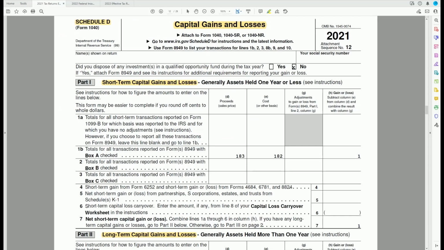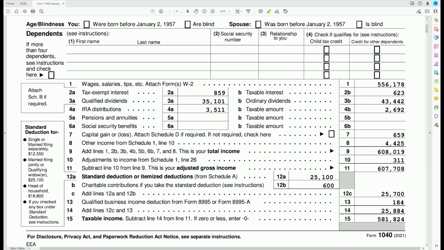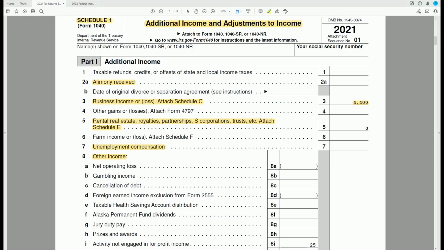You can review Schedule D to see short-term and long-term capital gains and how they're netted against each other in more detail, ultimately flowing to line 7 for the net realized capital gain or loss. Line 8 directly flows from Part 1 of Schedule 1, Additional Income. On Part 1 of Schedule 1, Additional Income, you may commonly see alimony received from a pre-2019 divorce, business income or loss from Schedule C, which we'll review shortly, rental real estate and other business income from Schedule E, unemployment compensation, and less common forms of income seen below.